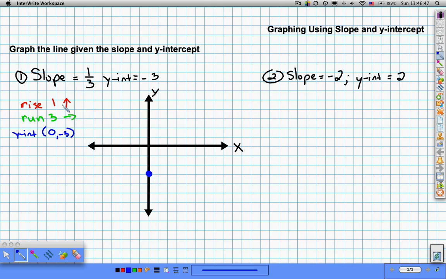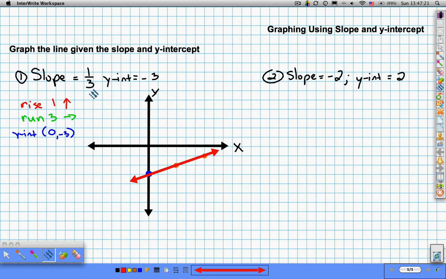Now, for my next point, it says to go up one step and then to the right 3, starting here. So I'm going to go up 1 and now to the right 3. 1, 2, 3. Here is my next point. If I want to, I can do another one: go up 1 and to the right 3. 1, 2, 3. I really only need 2 points for this to work, but I went ahead and did more than that. That's okay. Now, since it's a nice straight line, I know that I did something correct.